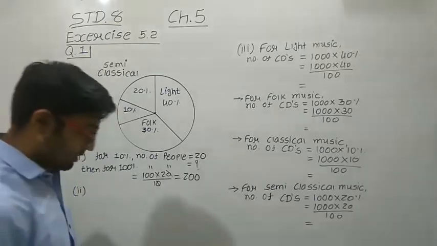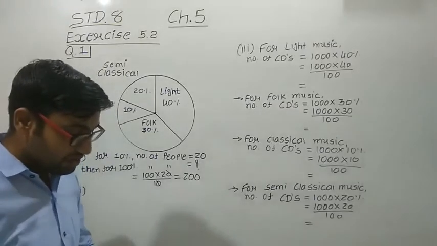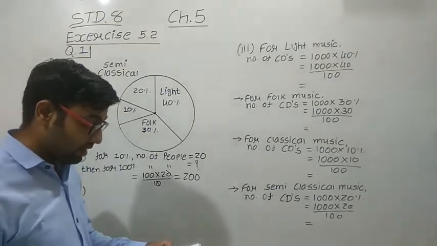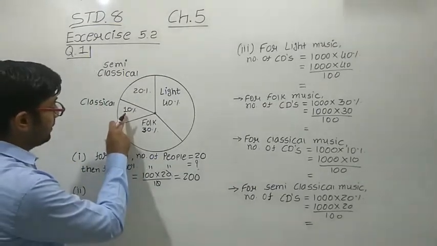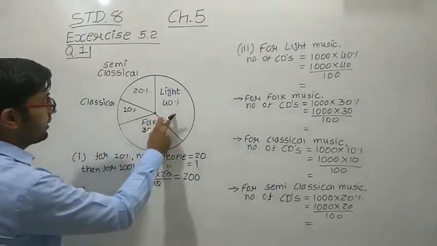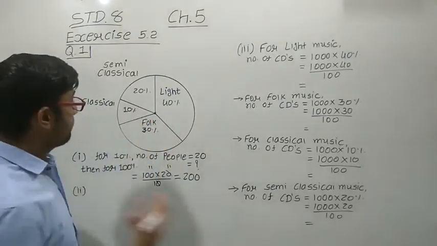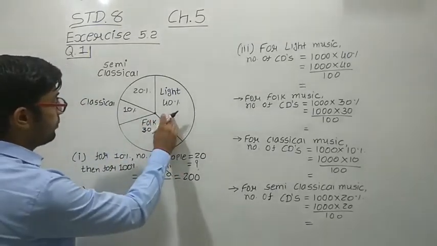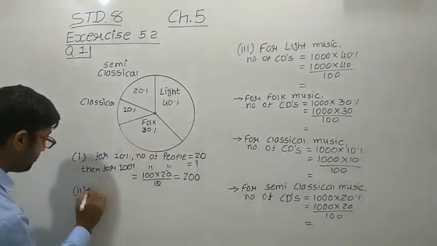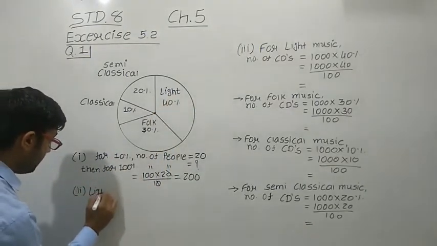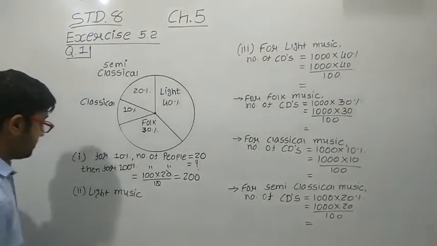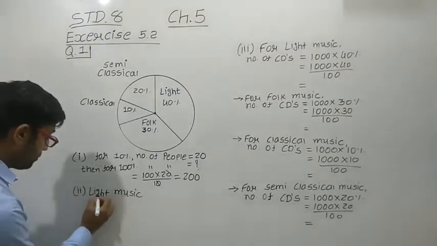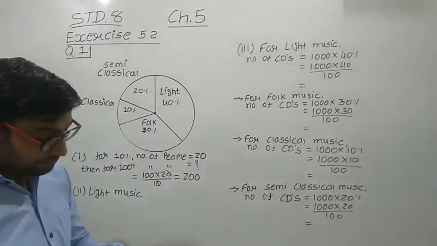Okay, now the second question is: which type of music is liked by the maximum number of people? See, we have 10, 20, 30, and this is 40%. So the maximum number of people like light music. This is the answer to the second question, right?